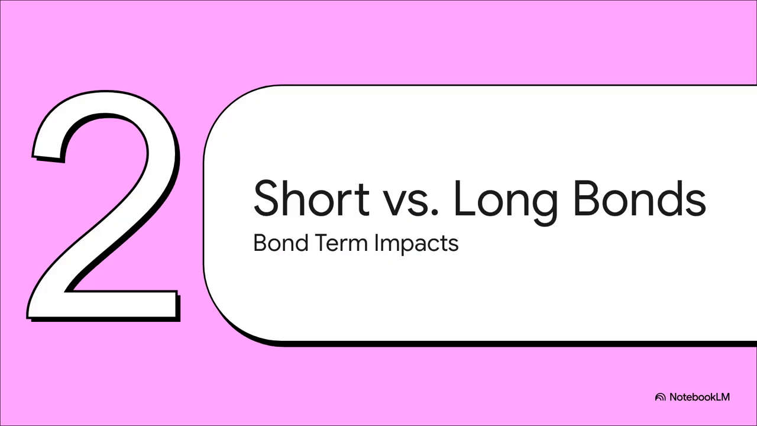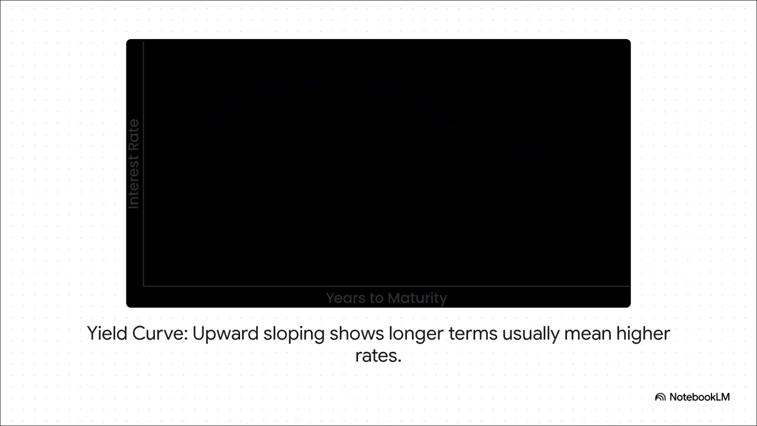Moving on to Section 2, short-term versus long-term bonds. Now, you might be wondering, are all bonds hit the exact same way by this risk? No way. Absolutely not. And this brilliantly illustrates why. If you look at a standard yield curve, you'll see it slopes upward as you move along the timeline toward maturity. That upward slope is basically telling us a story.